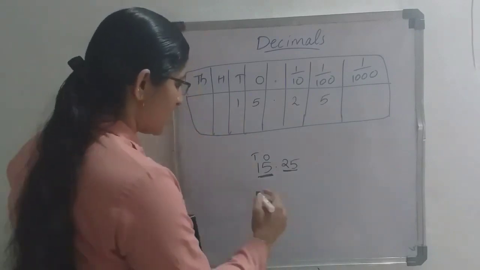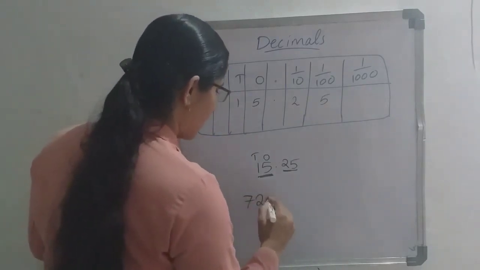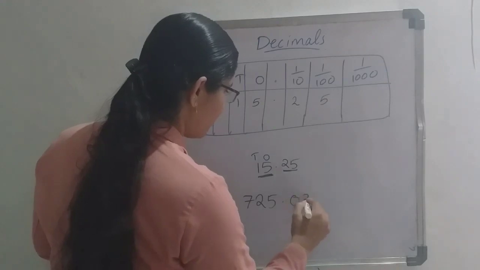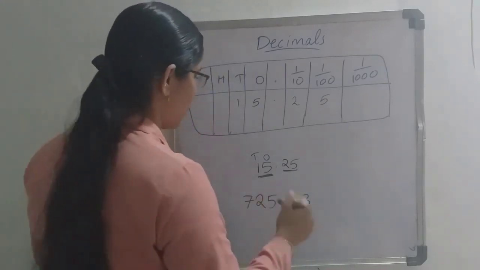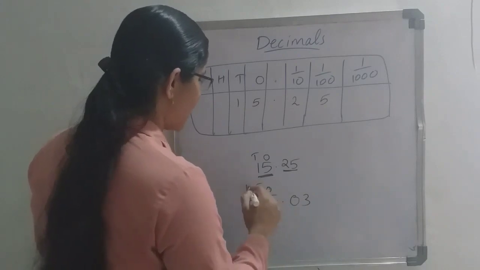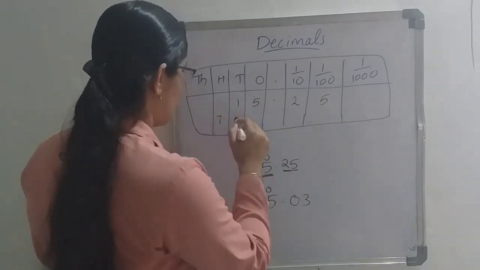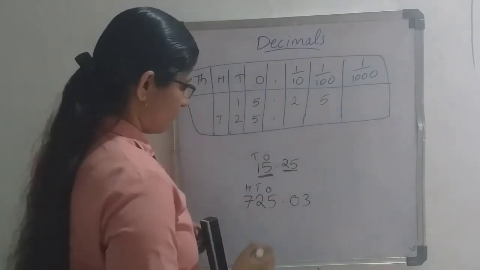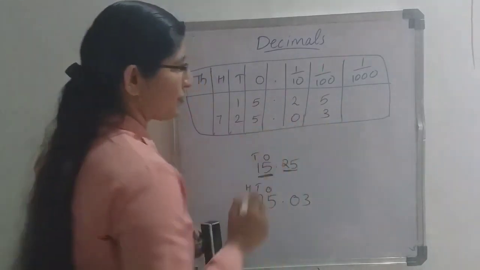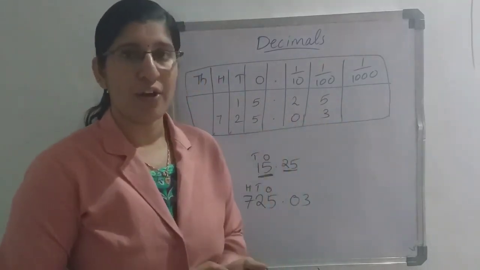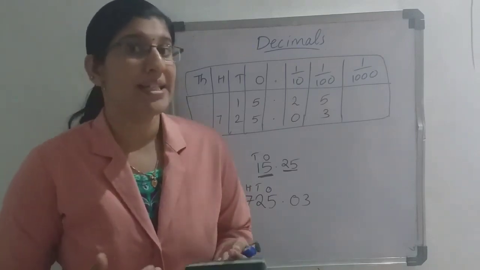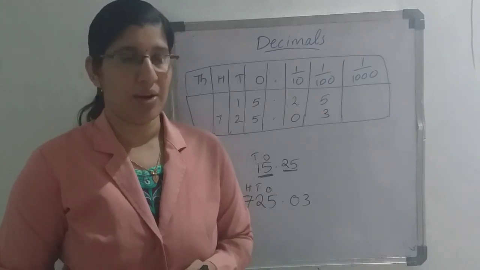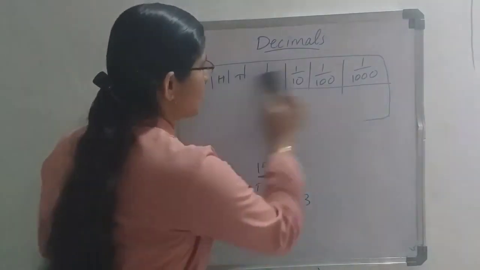Clear? So easy. So if you want to write 725.03, how will you? So ones, tens, 100. So 725 decimal 03. Okay, so this is the way of writing the place value. So today we discussed the place values of the decimal.